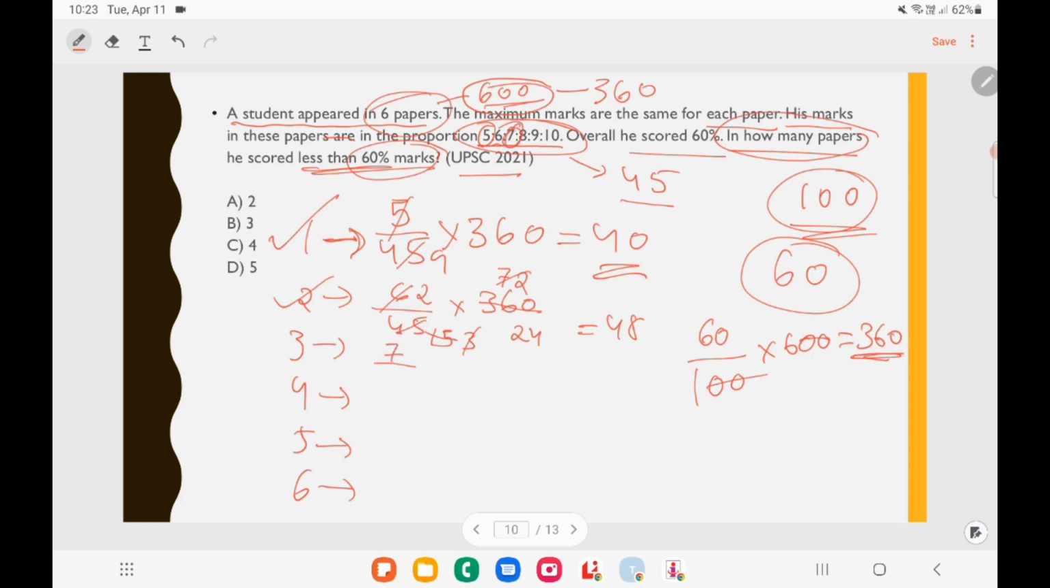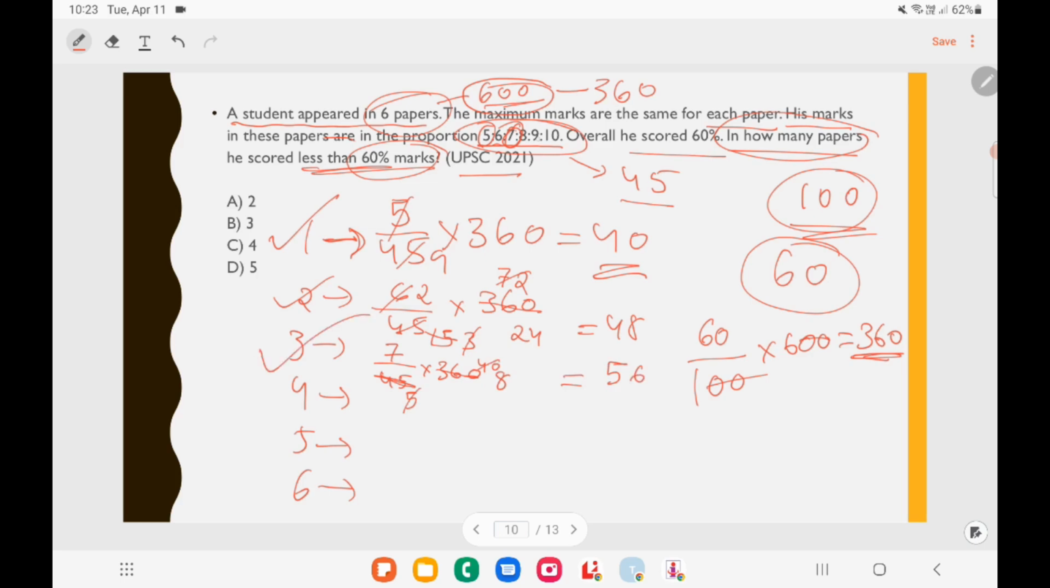So 7 by 45 into 360. So just take like this. If I am cancelling with 9, it is going to become 5. Here it is going to become 40. So again it is 40 by 5 is 8. So 7 into 8 is 56. So in this also he is scoring less than 60.